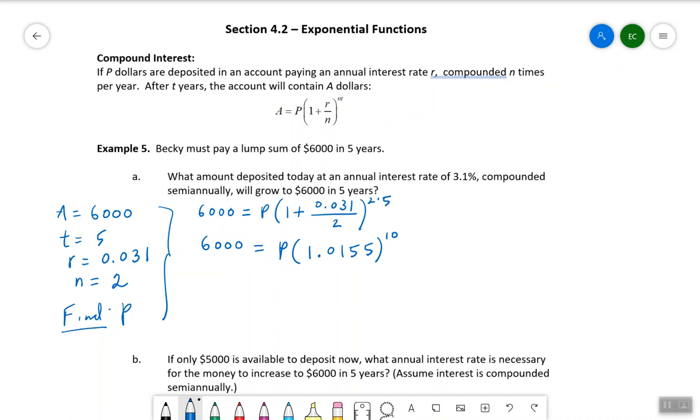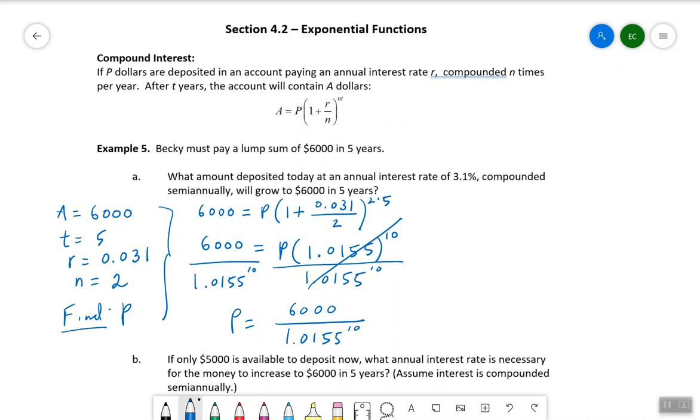And then if we're going to solve for p, I'd like to wait to do more calculations on the calculator. I'd like to get the exact value of p first. So I'd like to divide by 1.0155 to the 10th on both sides. And then I have p is equal to 6,000 divided by 1.0155 to the 10th. And I need to be careful when I put that in the calculator that I don't have some rounding error. So let's just look at the calculator together here.